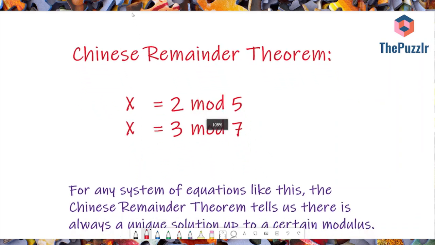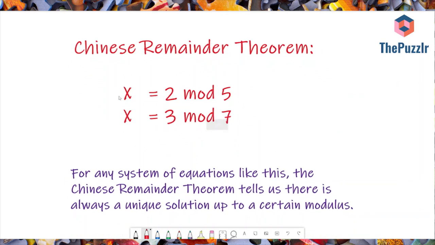So the Chinese remainder theorem tells us that for any system of equations like this, like for example, x is equal to 2 mod 7 and x is equal to 3 mod 7, where the bases of the mods are relatively prime, it tells us that there's always a unique solution up to a certain modulus. So here, when you have two mods that are relatively prime, we're going to have a unique solution, mod 35.